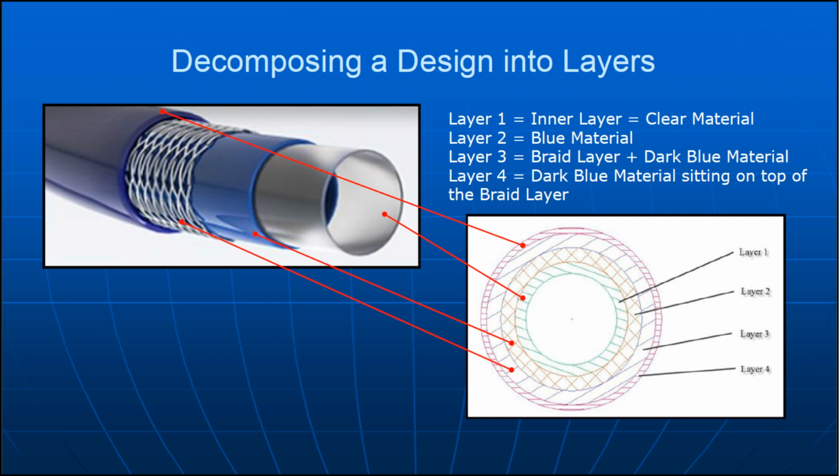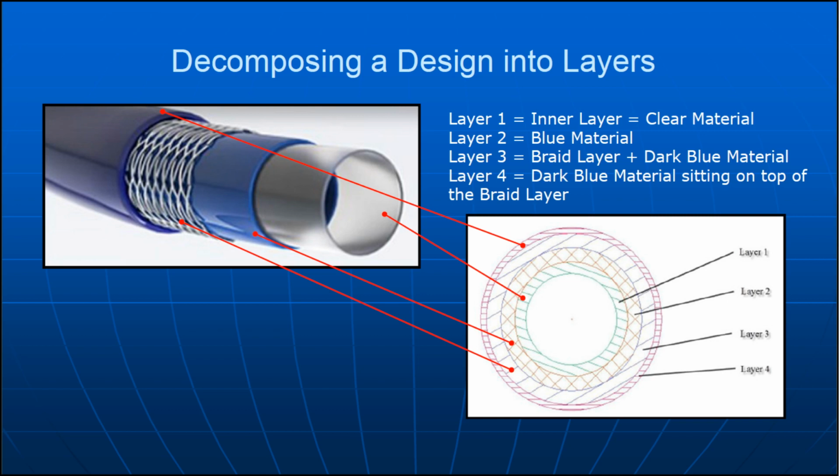The second layer is a tie layer that sits between layer 1 and layer 3. It is shown as a blue material. Tie layers are used to bond 2 dissimilar materials together that would otherwise have poor adhesion to each other. If the tie layer thickness is thin as compared to the overall dimensions of the design, it may be ignored in the CathCAD software. Layer 3 is the braid layer.